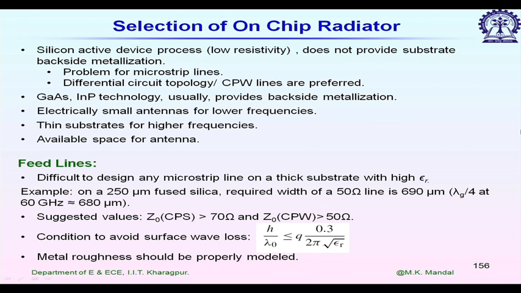Now, selection of the on-chip radiator. As I discussed, different fabrication procedures follow different steps. Gallium arsenide and indium phosphide start with backside metallization, but for silicon germanium, we do not have any backside metallization. So, when we choose the type of radiator, we have to be careful about it.